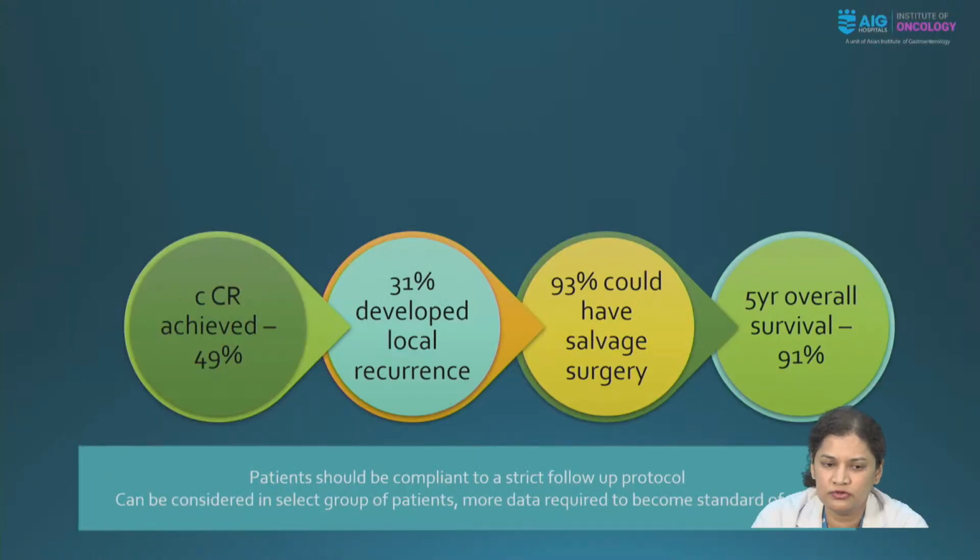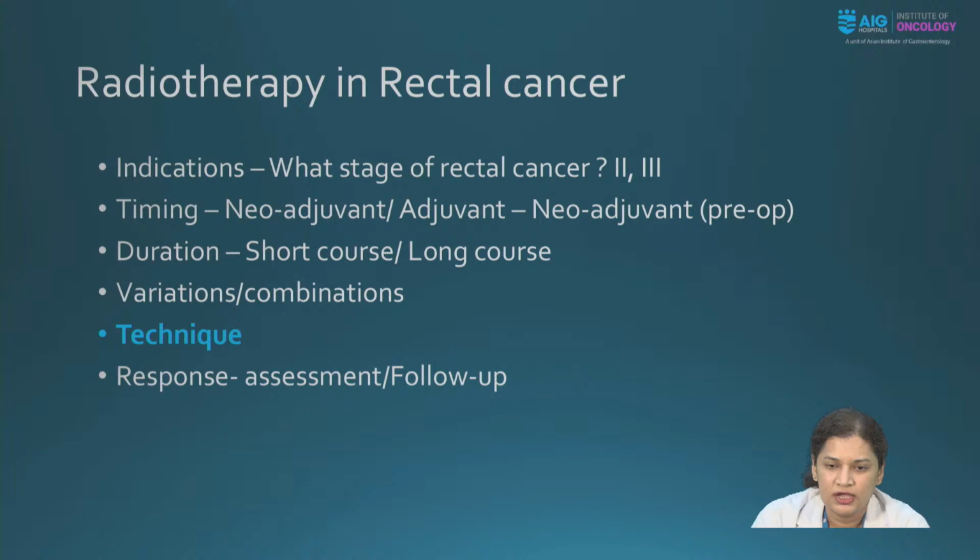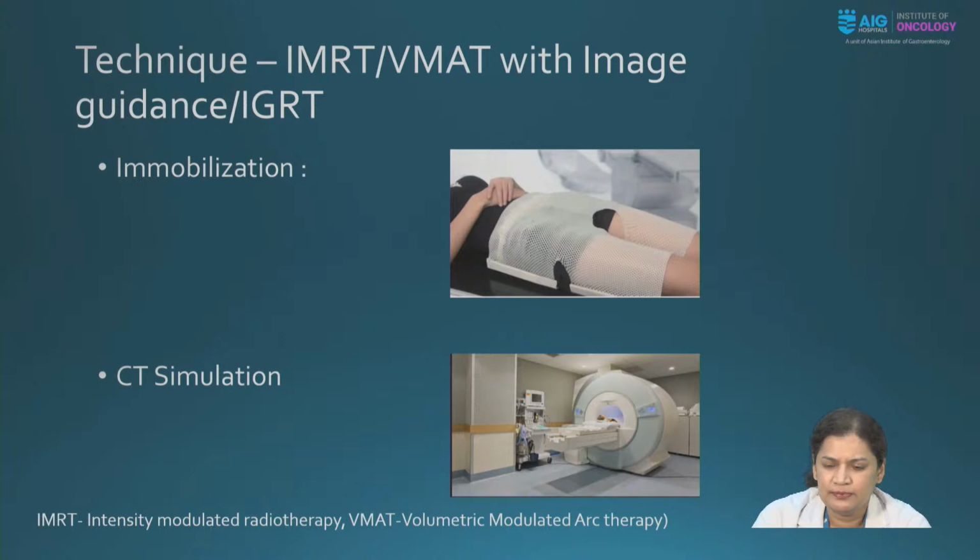With this particular approach, they found that at 8 weeks, up to 49% achieved a complete clinical response. However, 31% developed local recurrence in future follow-up, most of them within the first year. But fortunately, 93% could have salvage surgery. And the 5-year overall survival was as high as 91%. So the only problem with this schedule is that patients have to be very compliant with a strict follow-up protocol. This can maybe be considered in a select group of patients, but more data is required for this to become standard of care.